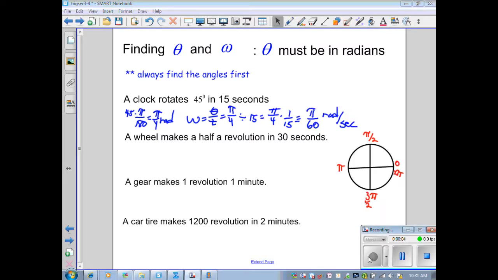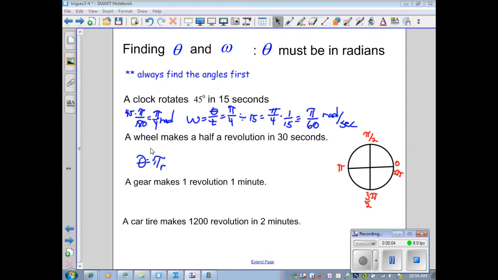Our next example, a wheel makes a half a revolution in 30 seconds. If we go to the unit circle I have drawn here, we can see if I start at 0 degrees to 90 degrees, but recall in radians 90 is pi over 2, 0 to 180 degrees, at 180 degrees that would give us pi if we converted 180 to radians, and similarly to 270 degrees it would be 3 pi over 2, and 1 complete revolution is 2 pi.